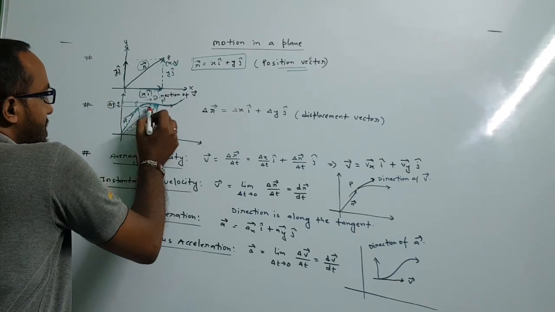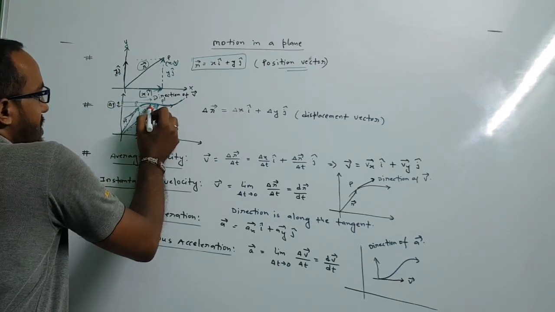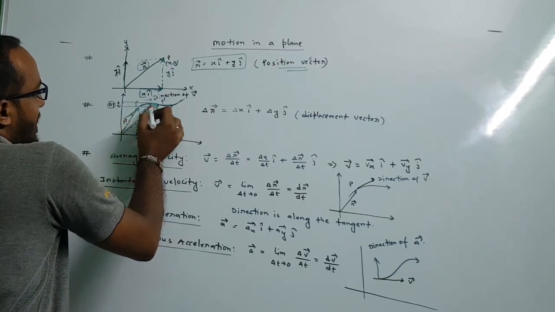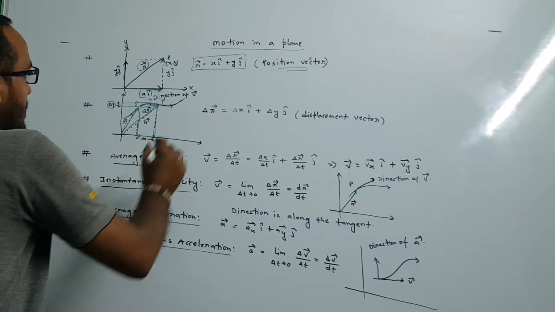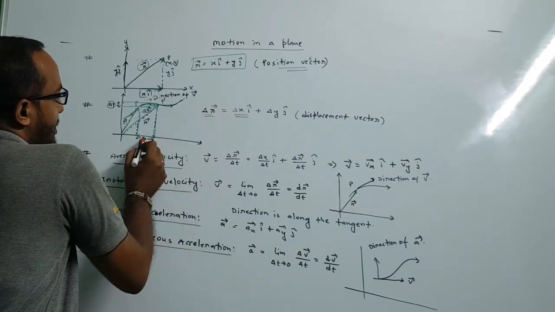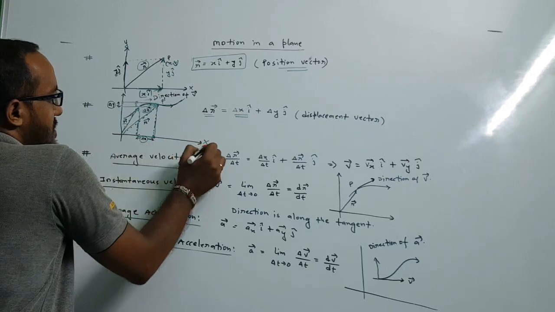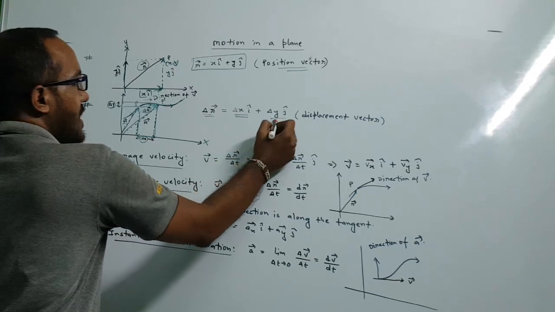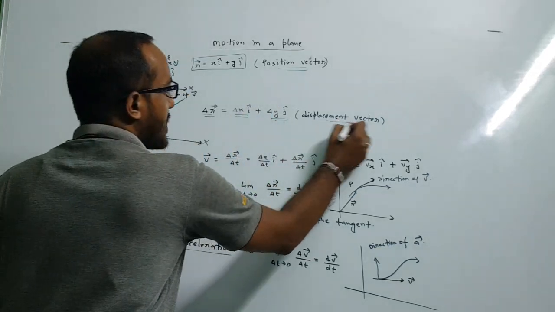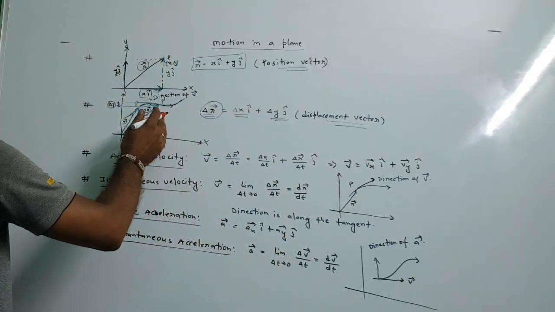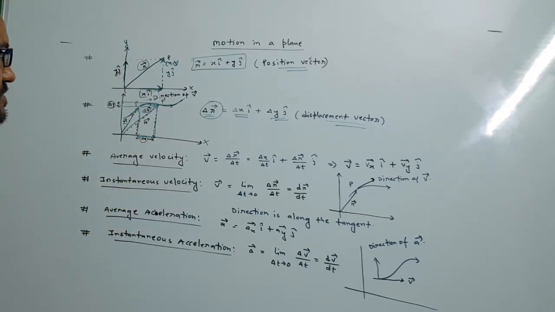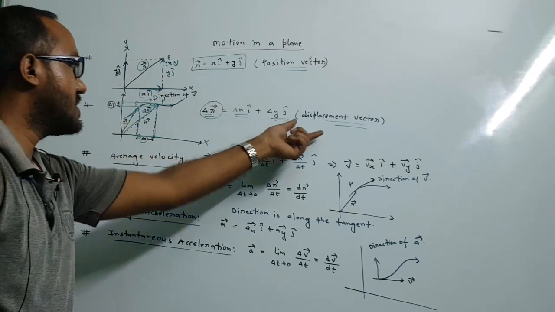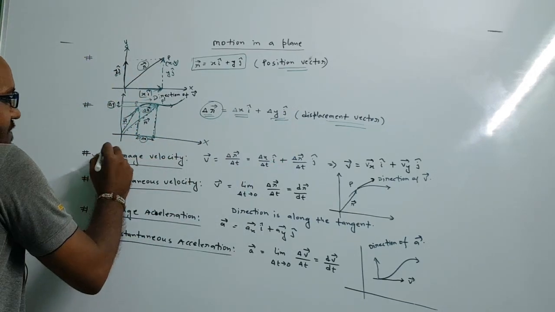So delta r vector, apply the triangular law of addition: r vector plus delta r vector would be r prime vector. So delta r vector would be delta x i cap, because this is the x axis, and this is your y axis, so delta y j cap, this direction vector. So we can say that this is your displacement vector in a 2D plane. That means the particle moves from p to p prime, and this is your displacement vector.